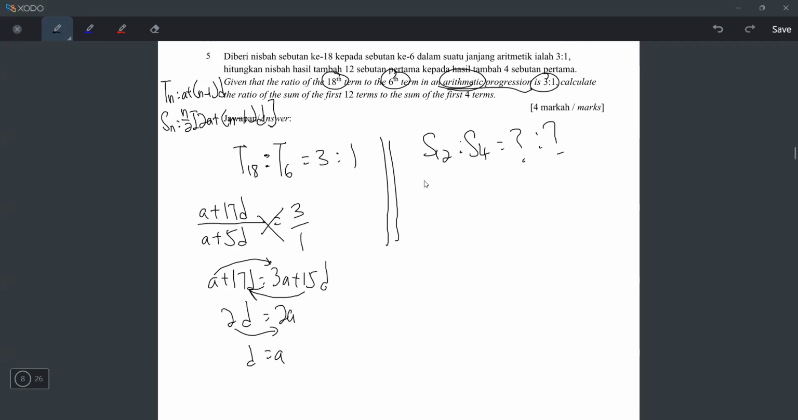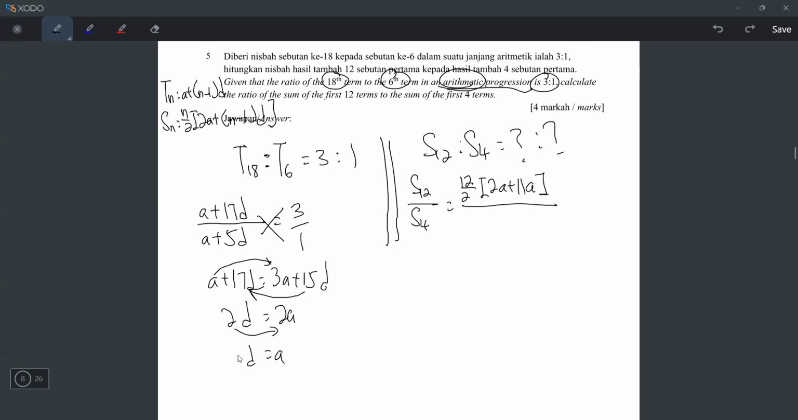Since I want S12 ratio S4, I will get S12 over S4, because a ratio is like a fraction, so I can do that. So what is the formula for Sn? Well, it's n over 2. So for this case, it's 12 over 2, and then big bracket 2a plus n minus 1 d. But we all know n minus 1 is 11.